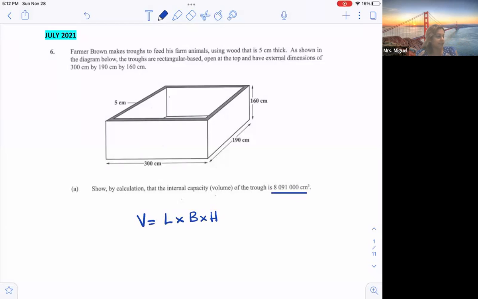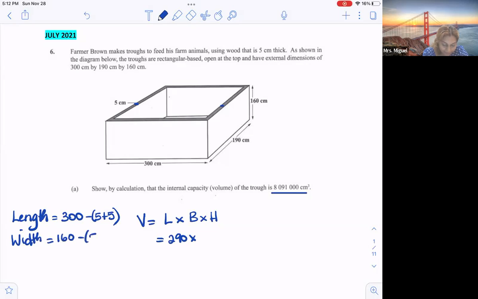So it means if you have a box, the next time you go outside and mommy and daddy have anything lying around that is in the shape of a box, look at it. There's an internal volume that is smaller than the outside because the inside has a thickness, it has a lid or a lip, right? So the length here, this side will be 5, this side will also be 5. So the length will be 300 minus 5 plus 5 on each side. So that is 290. The width or the breadth will be 160 minus 5 by 5, which is 150. And the height will be 190 minus 5 by 5, which is 180.